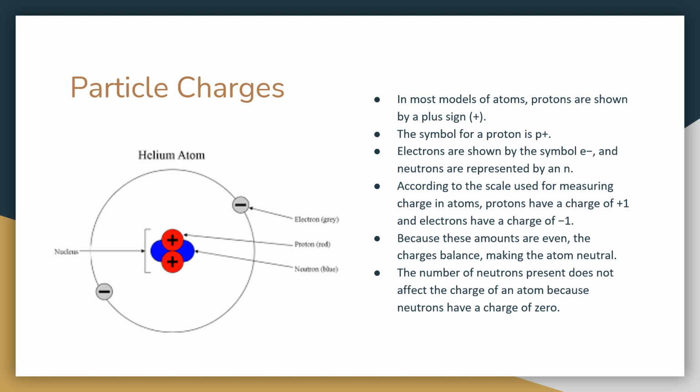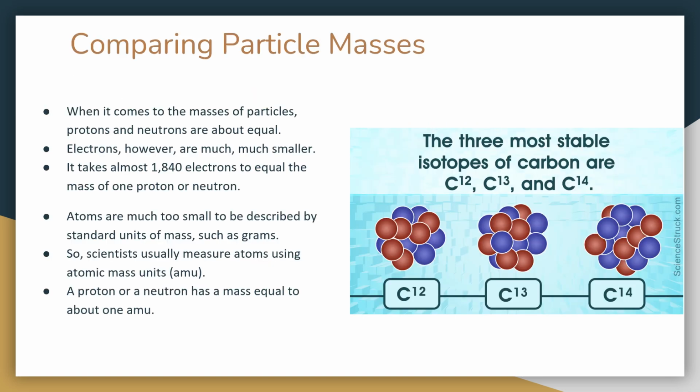So according to the scale used for measuring charge in atoms, protons have a charge of +1 and electrons have a charge of -1. Because these amounts are even, the charges balance, making the atom neutral. The number of neutrons present does not affect the charge of an atom because neutrons have a charge of 0.